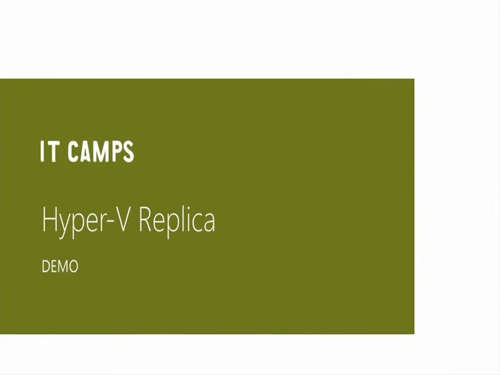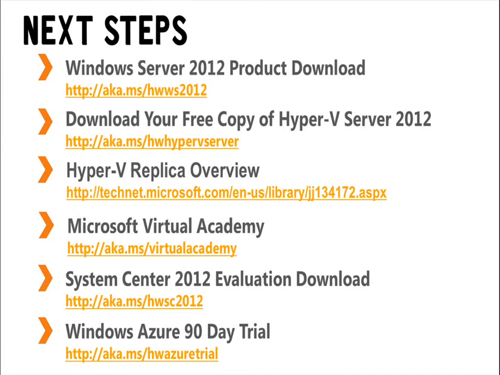Now, we've got a full demo set up for that, but before we get to the demo, I want to talk about how you can get ready today to take a look at this. So in the next slides, we've got several links for you that you can go and take a look at this feature today. Windows Server 2012 is available in a free 180-day evaluation, so go out to aka.ms/HWWS2012 and you can take a look at Windows Server 2012 today and configure this in your own environment to start learning how the replica feature of Hyper-V works.